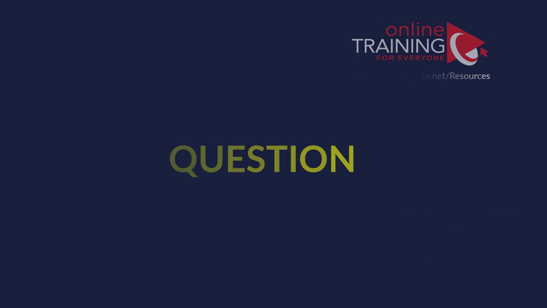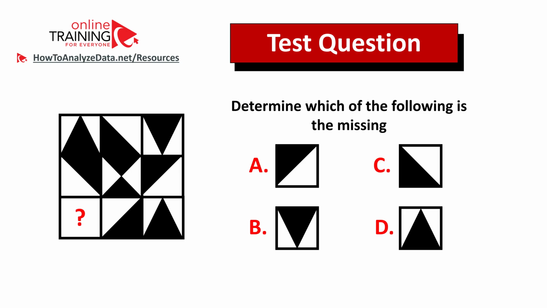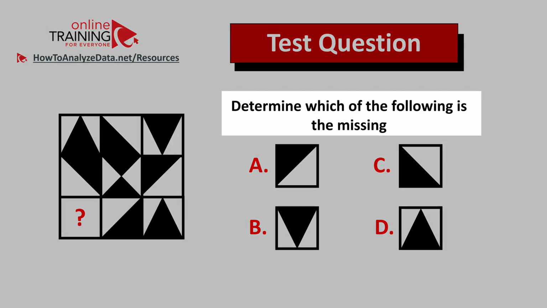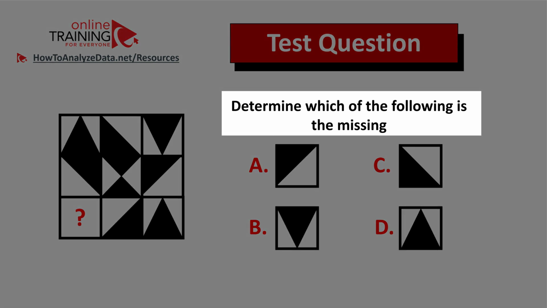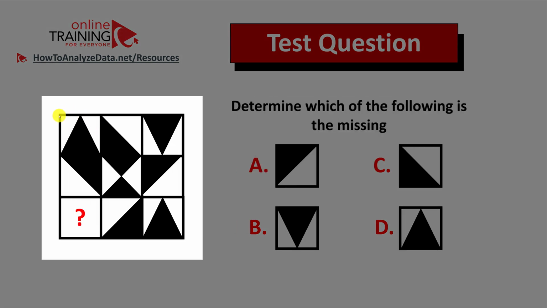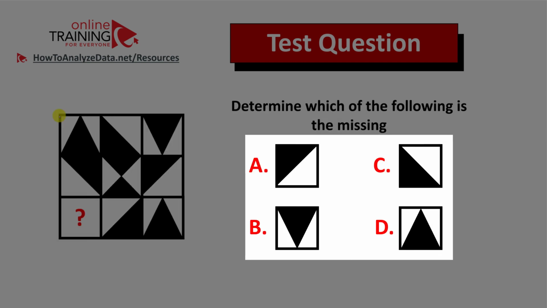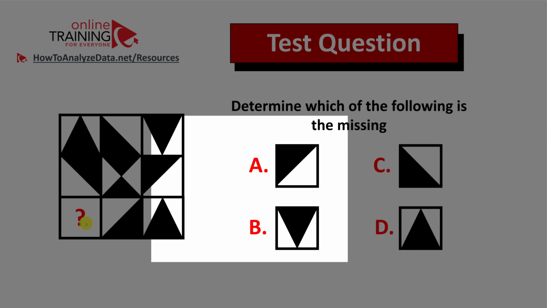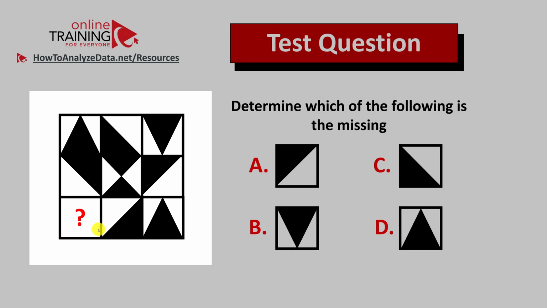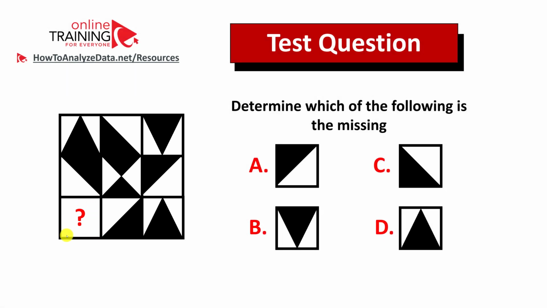Let me share with you an interesting question which tests your reasoning skills. Determine which of the following is missing, and you're presented with the large square which could be logically broken into 3x3 small squares and 4 different choices. Choice A, B, C, and D. You have a missing square in the bottom left corner. Do you think you can figure out the answer?